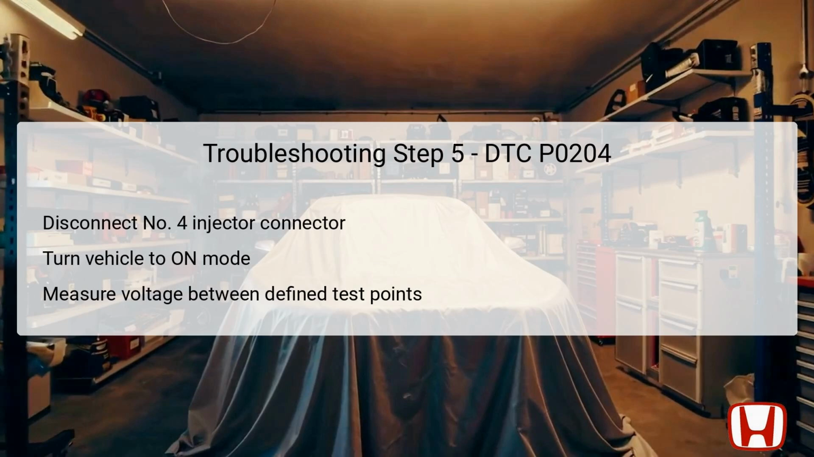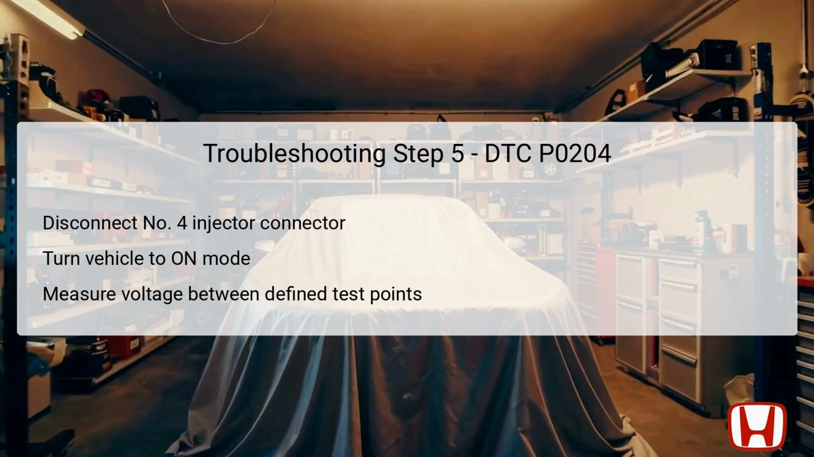In the fifth step of troubleshooting, you must first disconnect the number 4 injector 2P connector once again to isolate it. Subsequently, turn the vehicle to the on mode to enable the electrical systems without starting the engine. This setup will allow power to flow through the circuit. Measure the voltage between the indicated test points to check for any voltage reading.